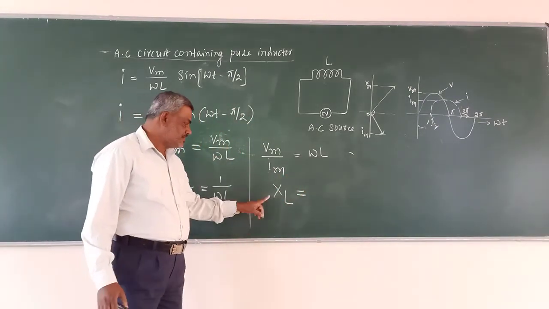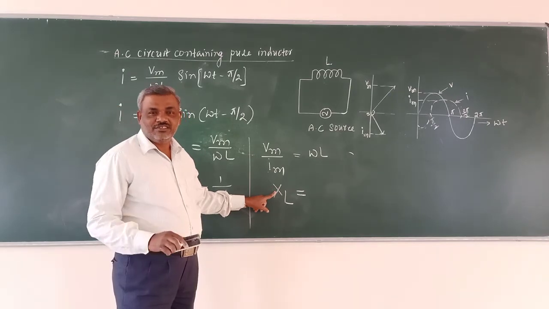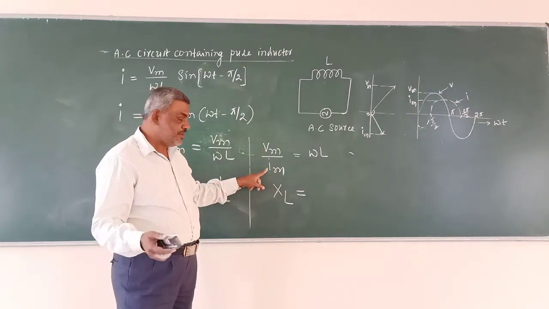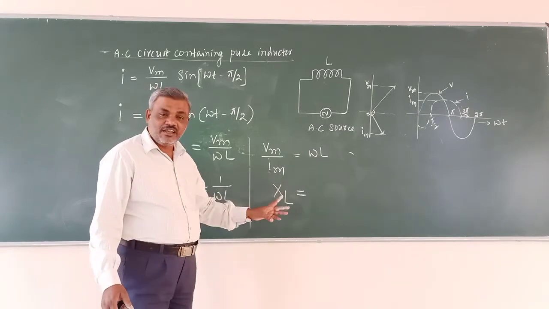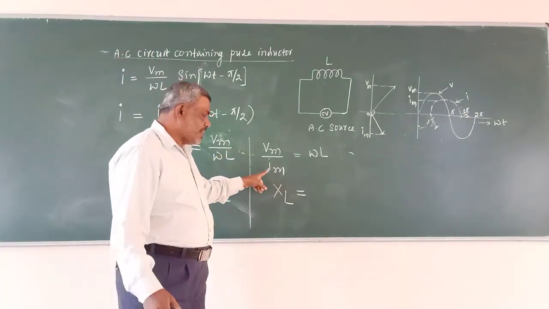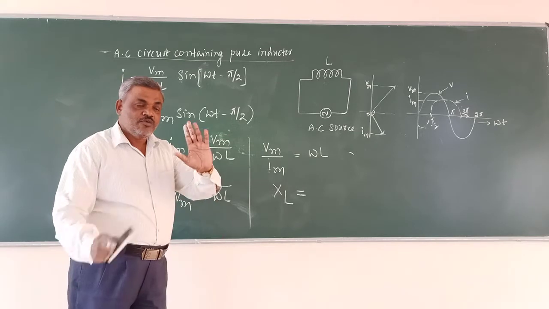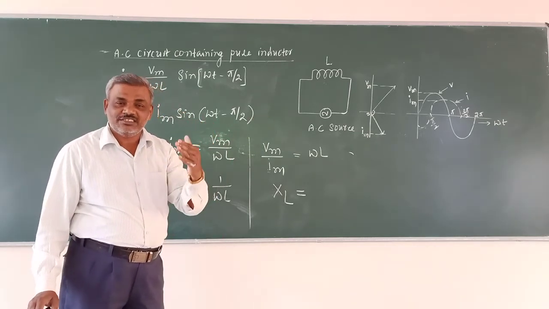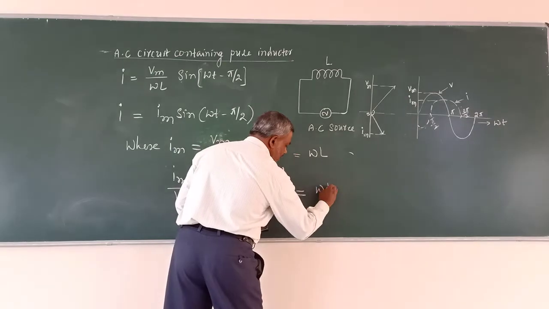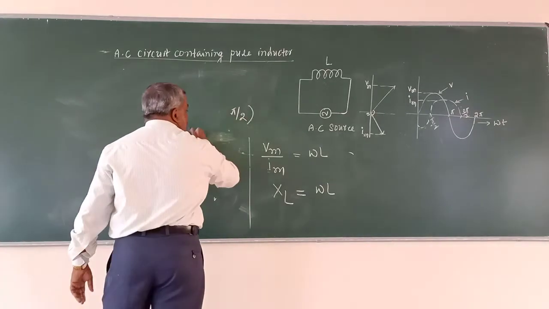So friends, carefully observe this symbol XL. XL is the inductive reactance, the ratio of the peak value of alternating voltage to the peak value of alternating current. It is a very important point. When alternating voltage passes through a pure inductor, the reactance is inductive reactance. XL equals omega L, where omega equals 2 pi f.